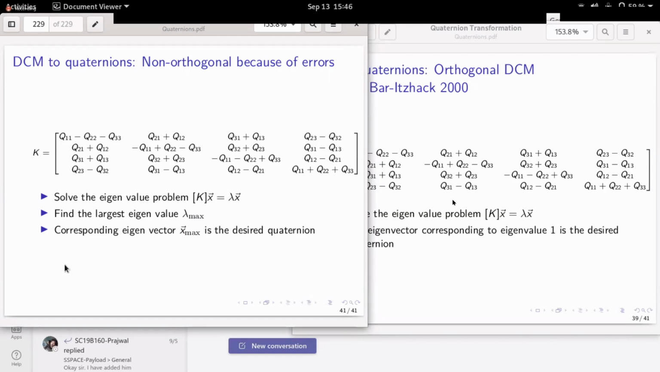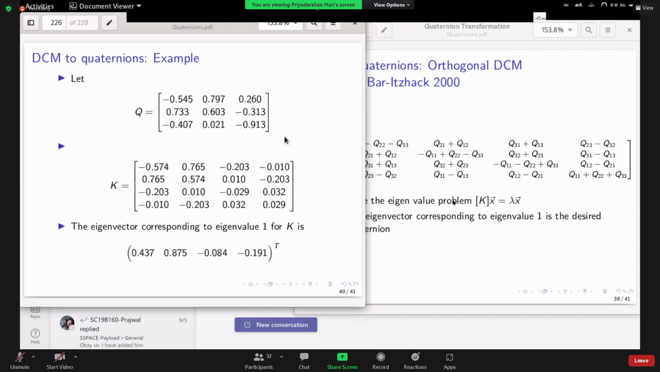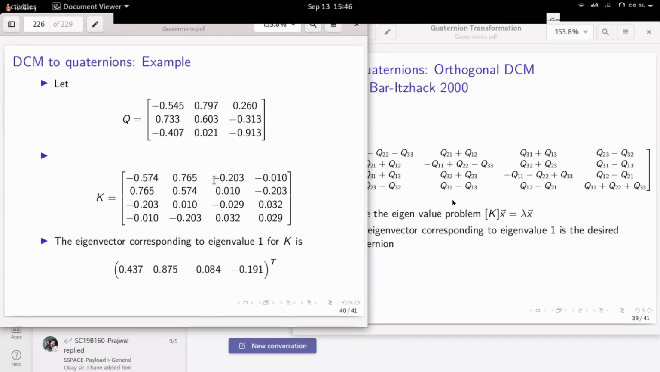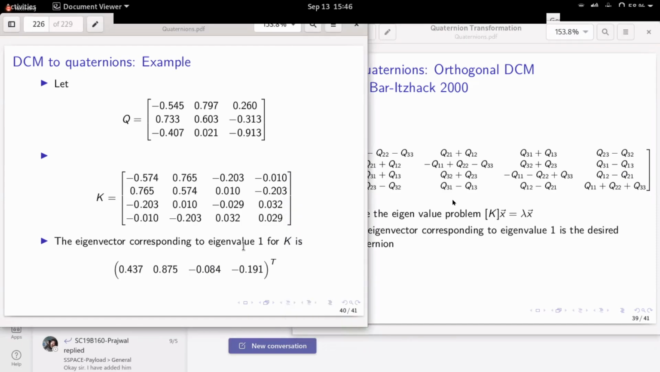Sir, I couldn't understand why you are taking the largest eigenvalue. What is the problem with 1? The problem is the matrix, due to numerical errors. We will later see how this matrix is computed. In an ideal situation, this matrix will have the orthonormal properties. When this matrix is not orthonormal, the 4 cross 4 matrix you have computed will not have an eigenvalue equal to 1. So then how will you compute the eigenvector? Therefore you look at the largest eigenvalue.